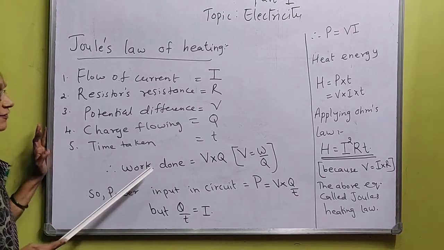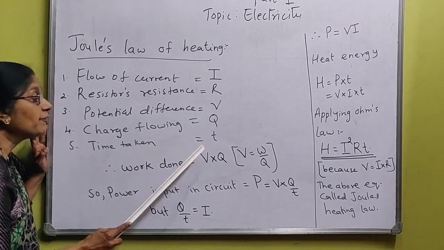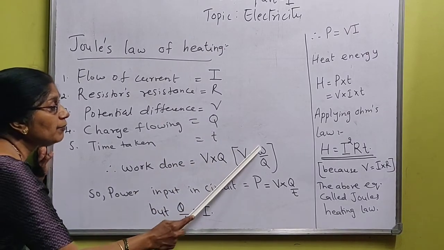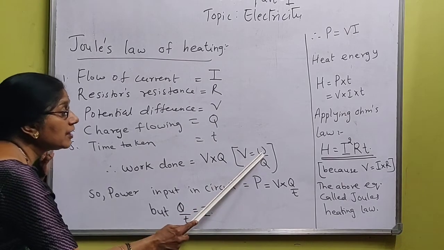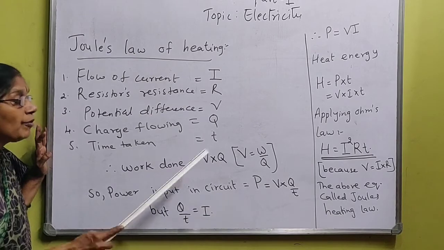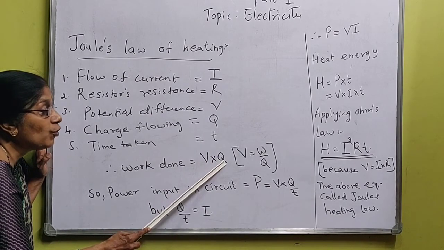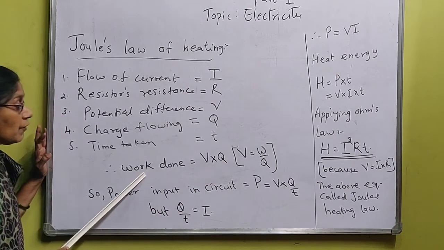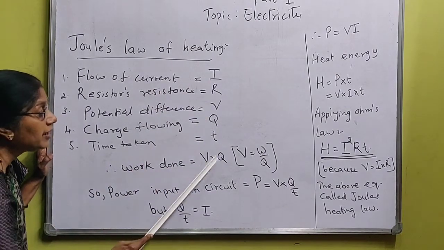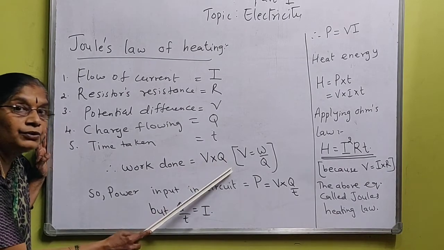Previously in potential difference we saw that work done, potential difference and charges are interrelated with each other. V is equal to W by Q. So what is work done? Work done is nothing but the product of potential difference and the amount of charges flowing through the circuit. So the work done in this particular circuit is V into Q.